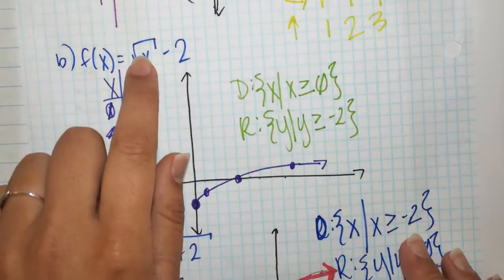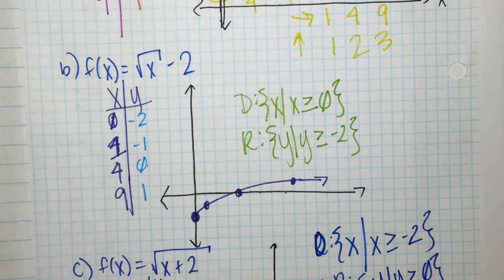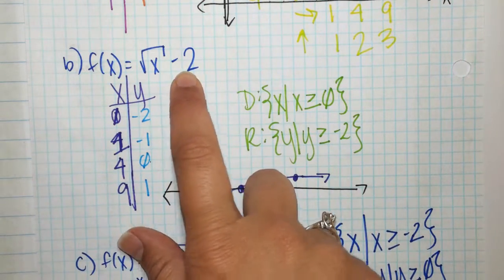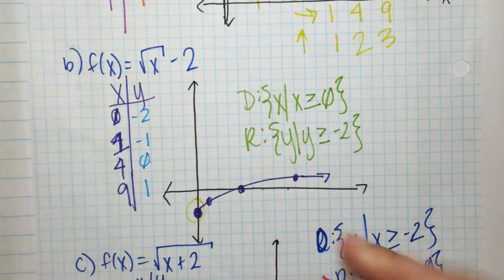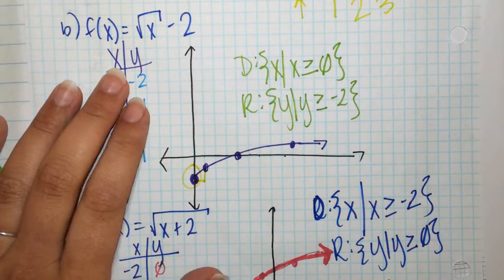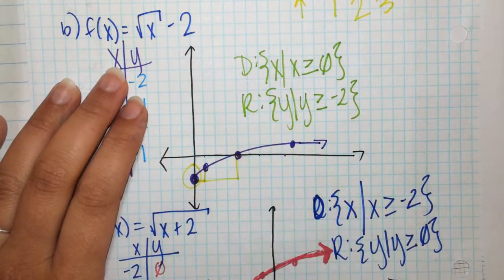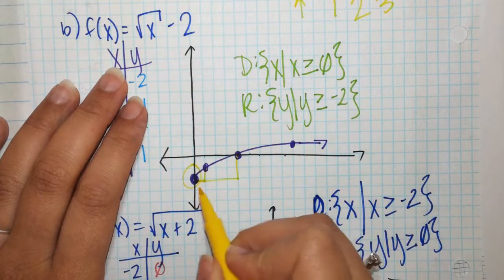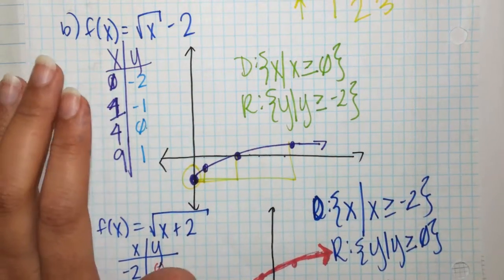Okay, for this guy, what's our vertex here? What's our starting point? (0, -2). All right, is that where we started? And then we would go right 1, up 1. Is that what we did? Right 4, up 2. Is that what we did? And then right 9, up 3. Is that what we did?